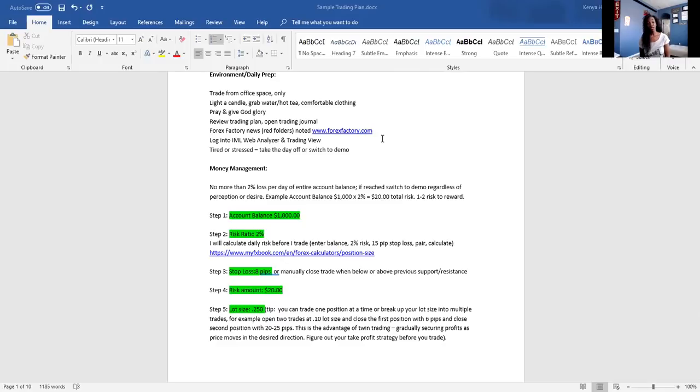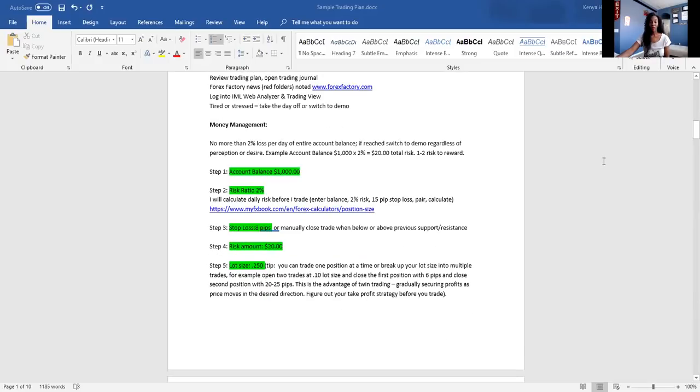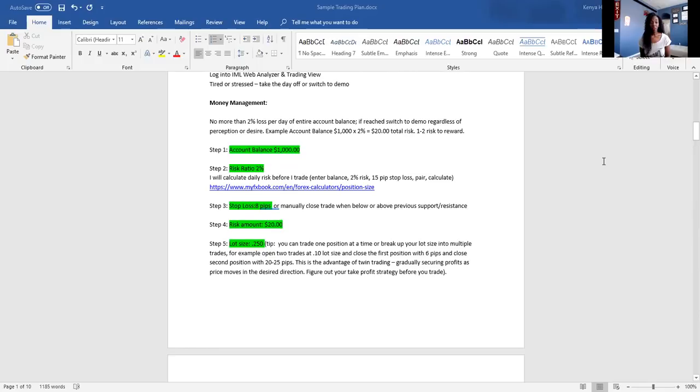Your money management is the most important thing in this trading plan, in my opinion. Knowing your money management, your risk management plan, how much you plan to risk. Typically, I would say no more than 2% of your entire account balance when you are trading. So if you, for example, have a $1,000 balance and you don't want to risk more than 2%, I included a pip calculator or a risk calculator in here that you can actually click and go to, and you can calculate your risk if you don't know how to do that. It's very, very simple to use.